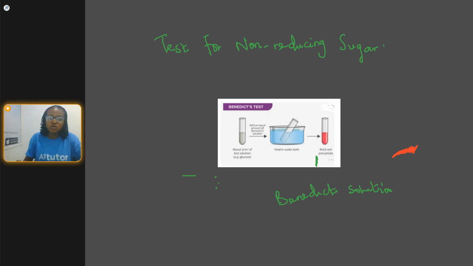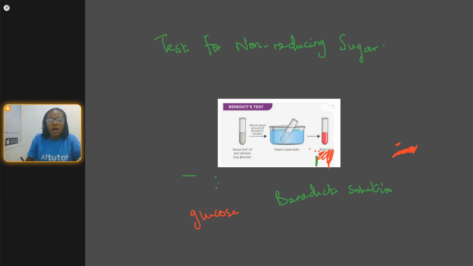What do we mean by non-reducing sugar? It could be glucose. Glucose is an example of non-reducing sugar. So if you add Benedict solution to the same amount of glucose, then heat it up in a test tube just as you can see in this bowl, and it turns brick red, it means the sample is a non-reducing sugar.